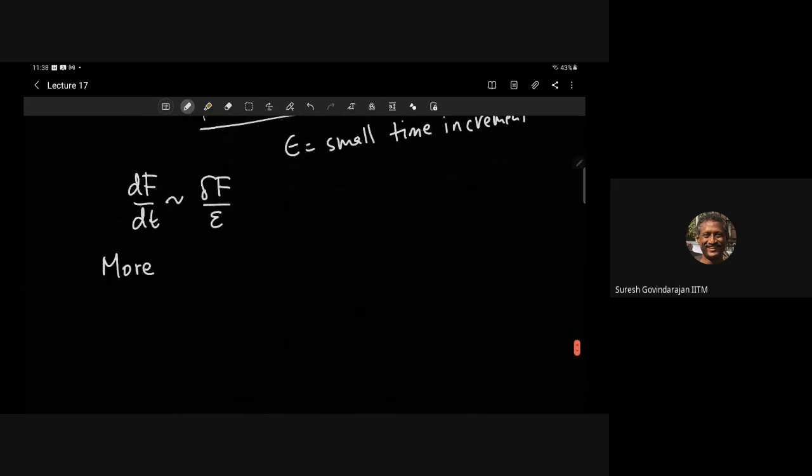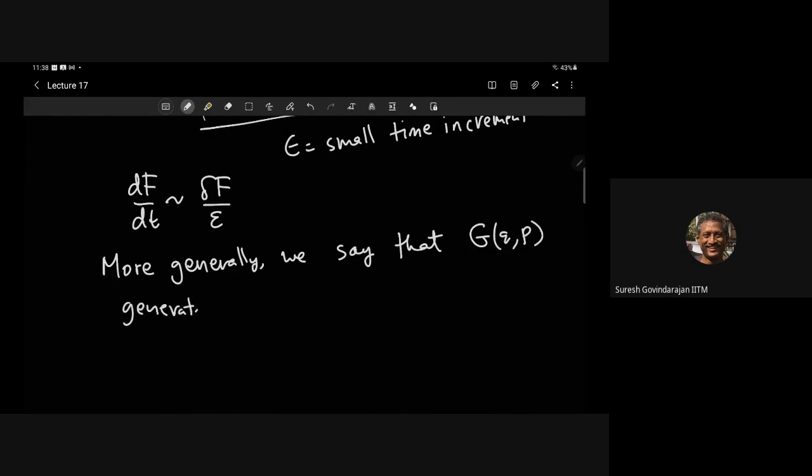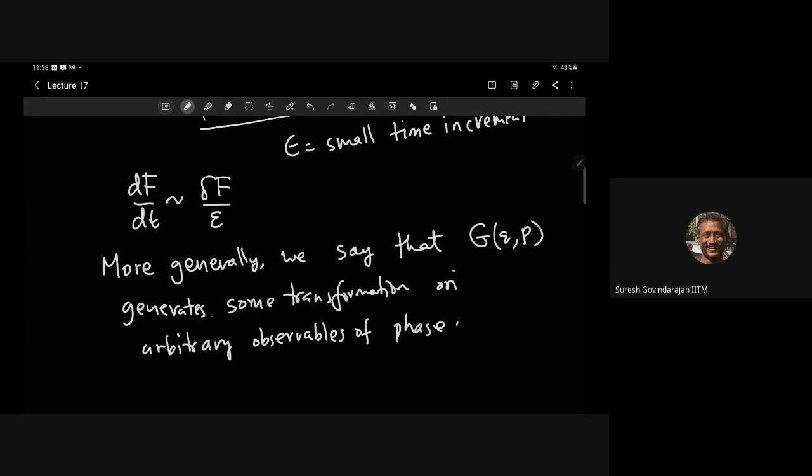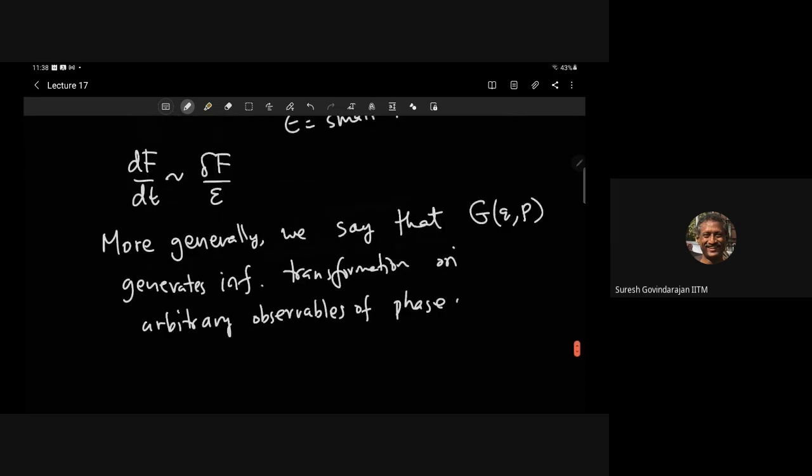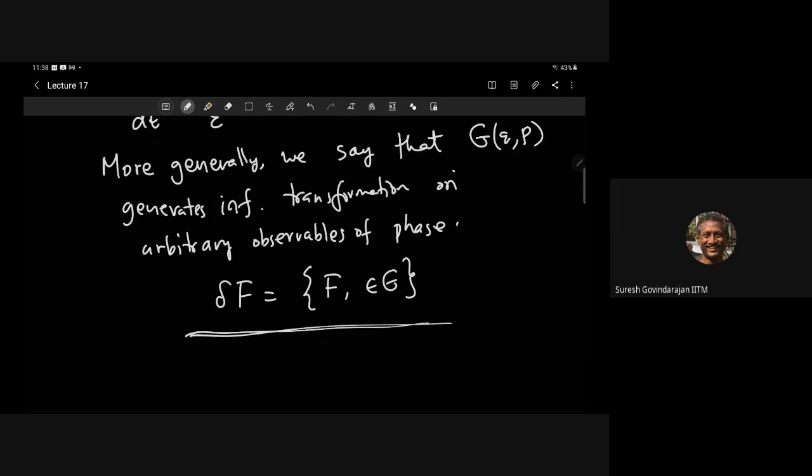More generally, we say that some G of q and p generates some transformation on arbitrary functions of phase space, also infinitesimal. The formula is, we'll just copy something which we saw here: delta F equal to F with epsilon times G. So this is the general picture that we will have, and we will say that this generates such a transformation, and so on and so forth.